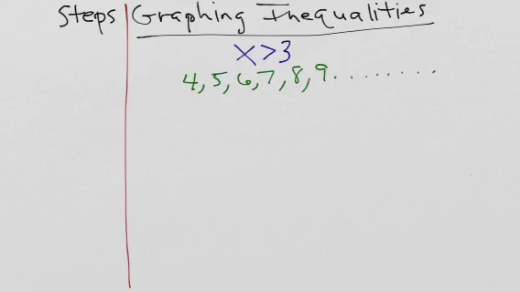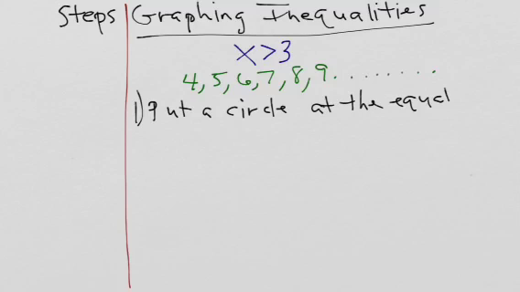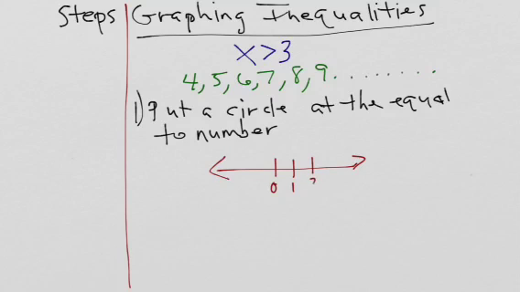So instead of making a giant list like that, we can put this information onto a number line. Our first step is to put a circle at the equal to number. In this particular case, we would have a number line. The number lines will already be drawn for you. You don't have to draw these. We would have a number line listing positives and negatives. And back in this inequality, we'd be looking for the equal to number, which is 3. So we're going to put a circle there at 3.